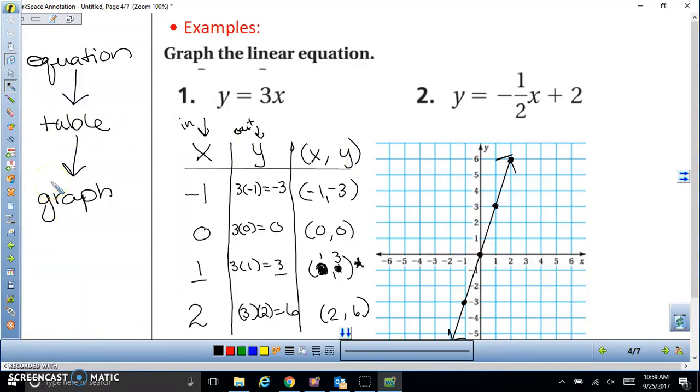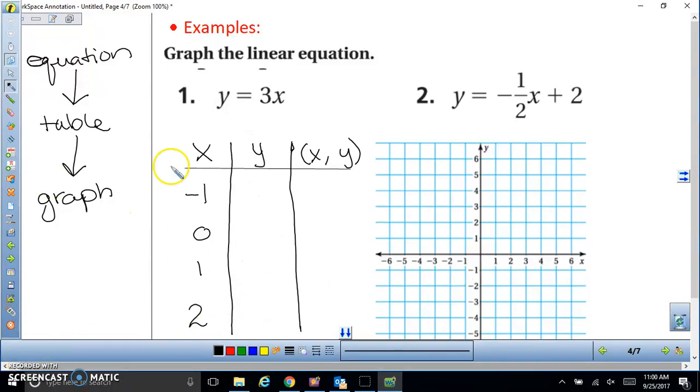with our second example. I'm going to pause my video and erase everything that's on my paper and resume when I'm ready. All right, so we are going to be plugging in, again, I suggest these 4 numbers, because you don't want them to be too crazy and too big. We're going to plug in -1 for x, so -1/2 times -1 plus 2. -1/2 times -1 is 1/2, plus 2 is 2.5. That means our ordered pair for this one is going to be -1, comma, 2.5.